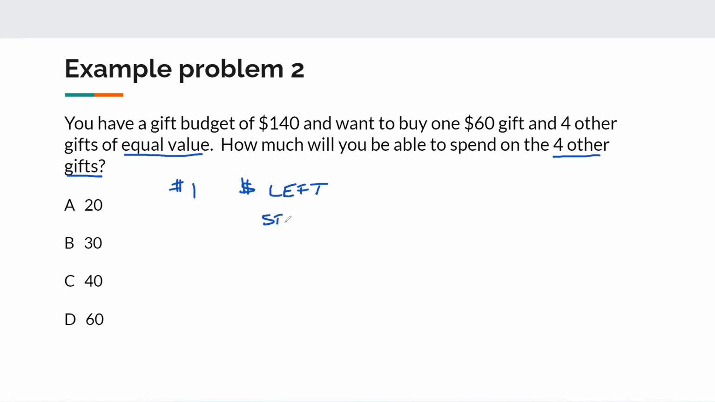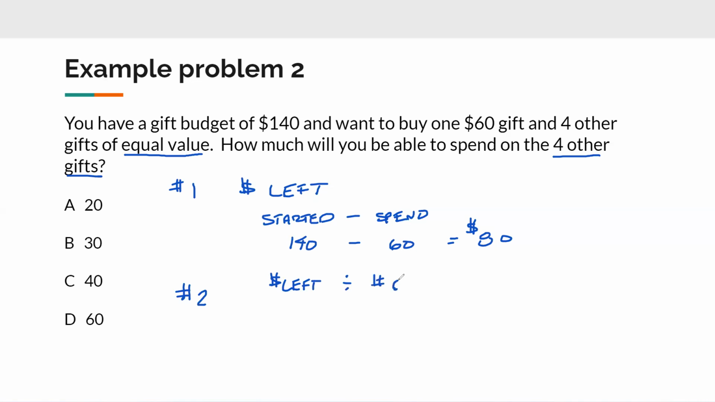That's going to be step number 1. So we started with 140. We are going to subtract what we spend on the first gift, $60. So we have $80 left to spend on those other 4 gifts. Step number 1. Step number 2, let's do the division to find out how much each one of those equal gifts will be. So we have our dollars left, and we are going to divide that by the number of gifts.